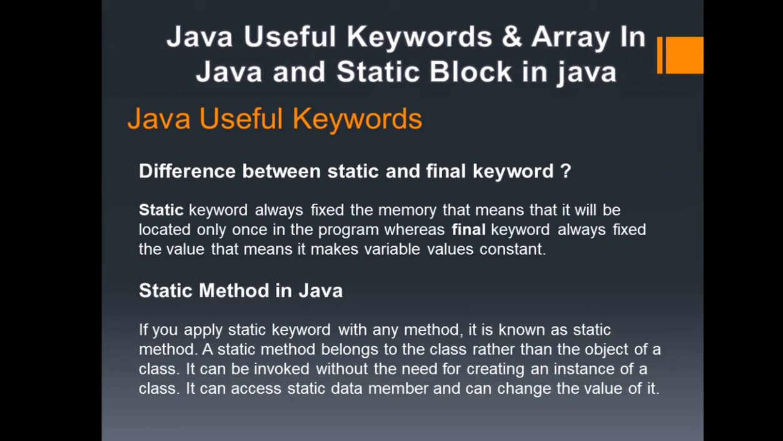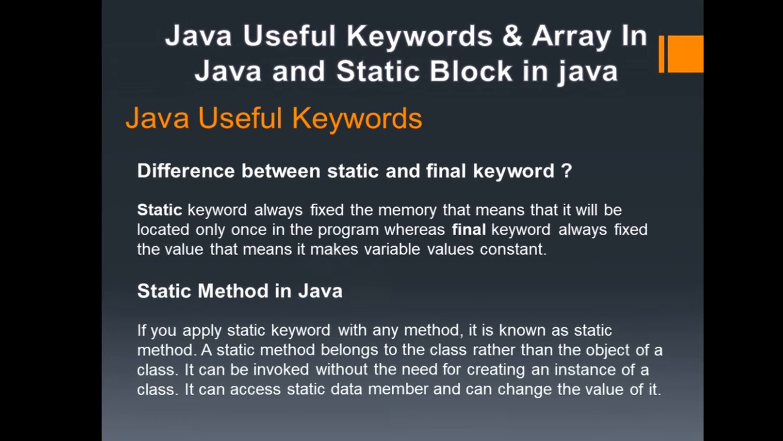Static method in Java. If you apply the static keyword with any method, it is known as a static method. A static method belongs to the class rather than the object of a class. It can be invoked without the need for creating an instance of a class. It can access static data members and can change the value of it.